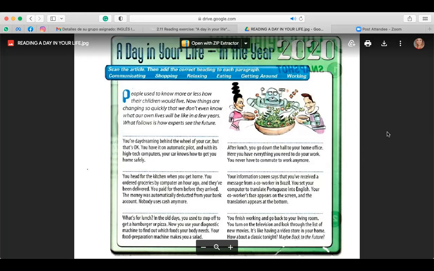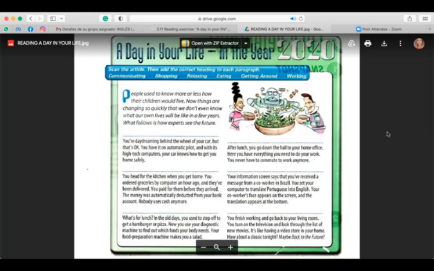Paragraph three, what's for lunch? In the old days, you used to stop off to get a hamburger or a pizza. Now you use your diagnostic machine to find out which foods your body needs. Your food preparation machine makes you a salad.